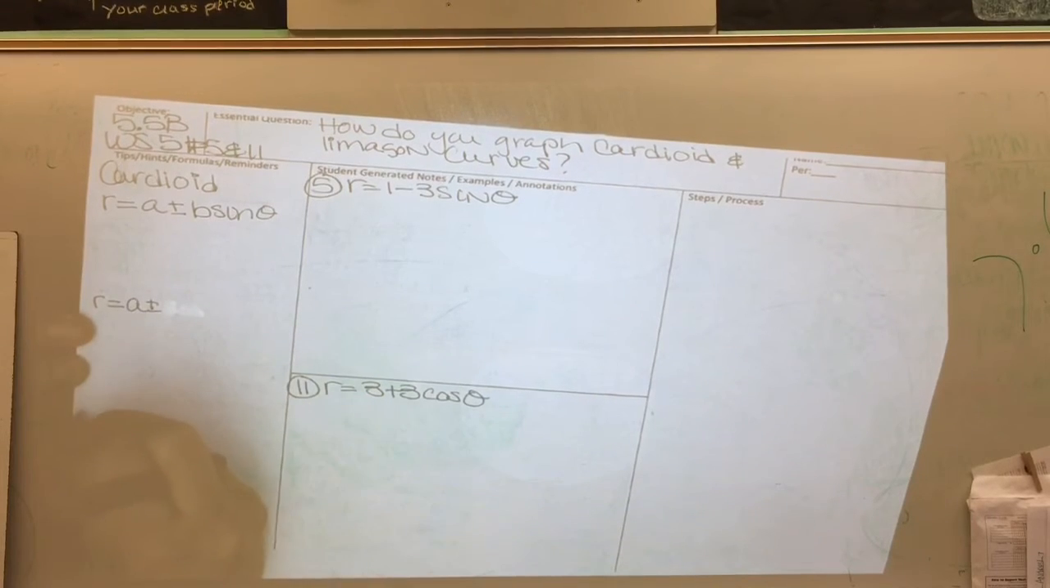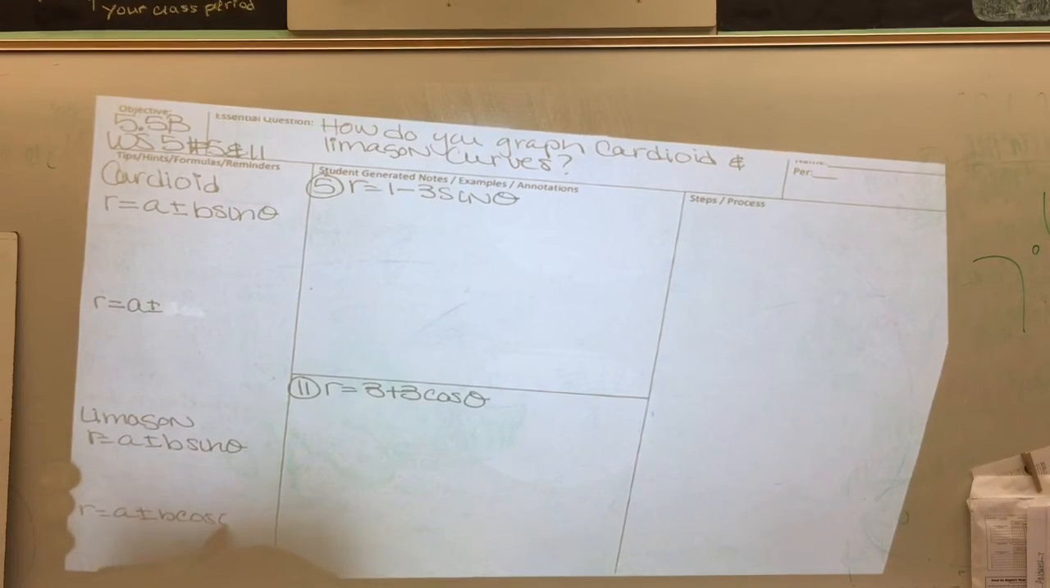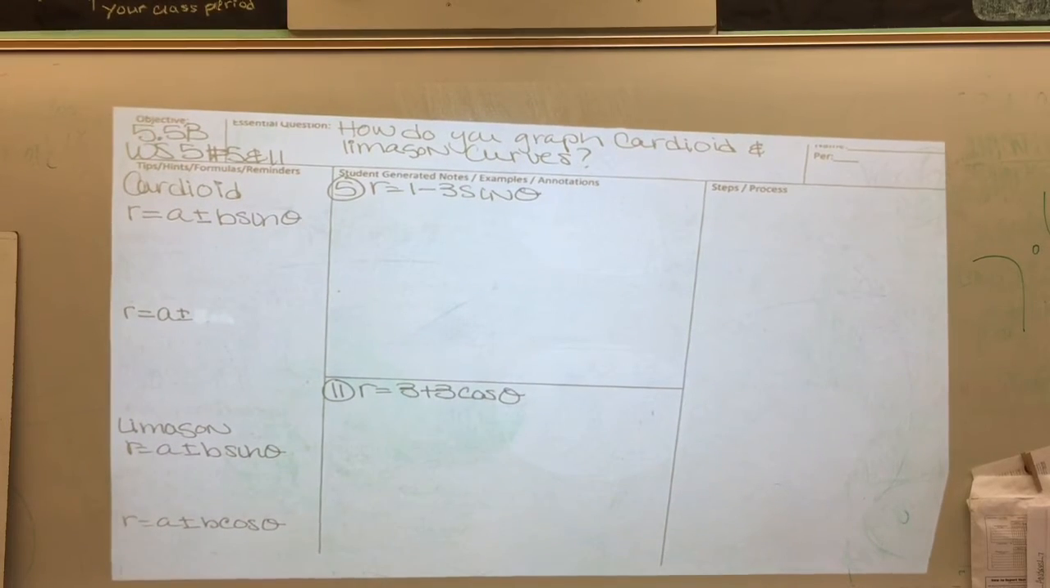Okay, so I'm going to write b cosine theta there in a minute. The limaçon looks almost exactly the same. Okay, r equals a plus or minus b sine theta, and r equals a plus or minus b cosine theta. The way I'm writing them looks exactly the same. Does anybody remember the difference between the two?